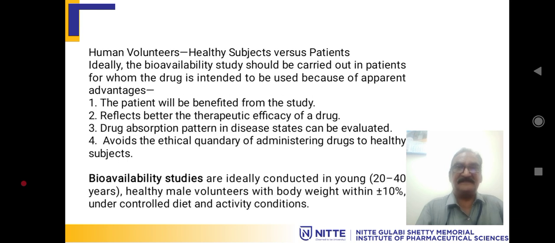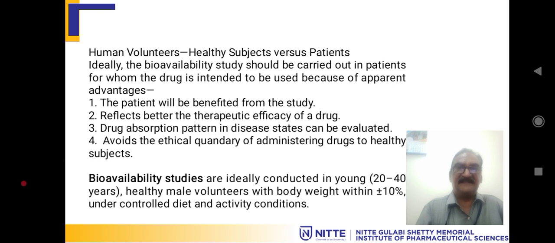Human volunteers, healthy subjects versus the patients. Ideally, the bioavailability study should be carried out in patients for whom the drug is intended to be used because of apparent advantages.